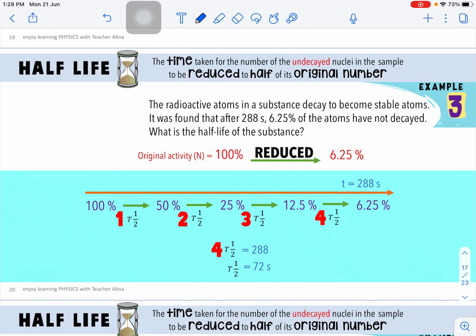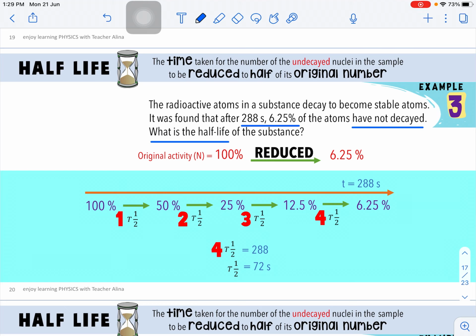Another example: the radioactive atom in a substance decays to become stable atoms. It was found that after 288 seconds, 6.25% of the atoms have not decayed. What is the half-life of the substance? So when we use the percentage, we start with 100%. We want to reduce to 6.25%.